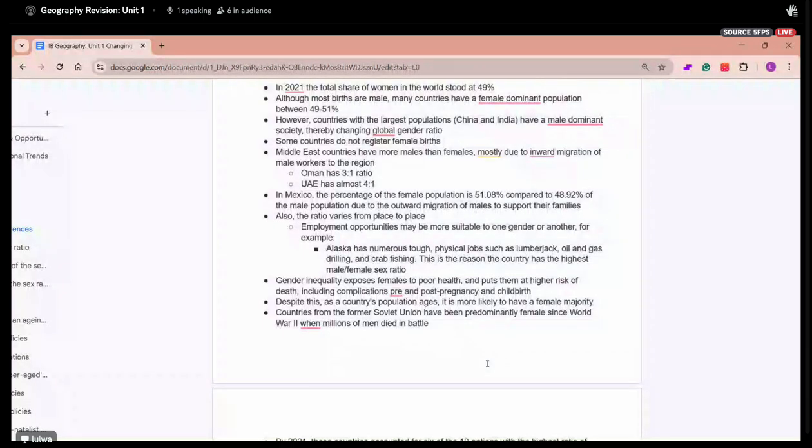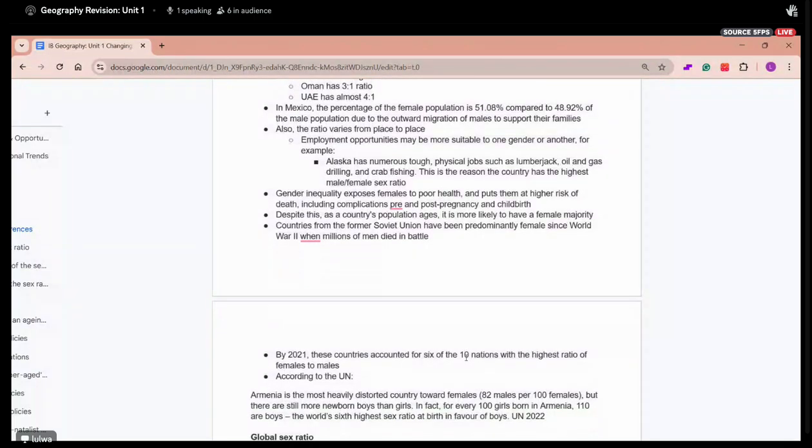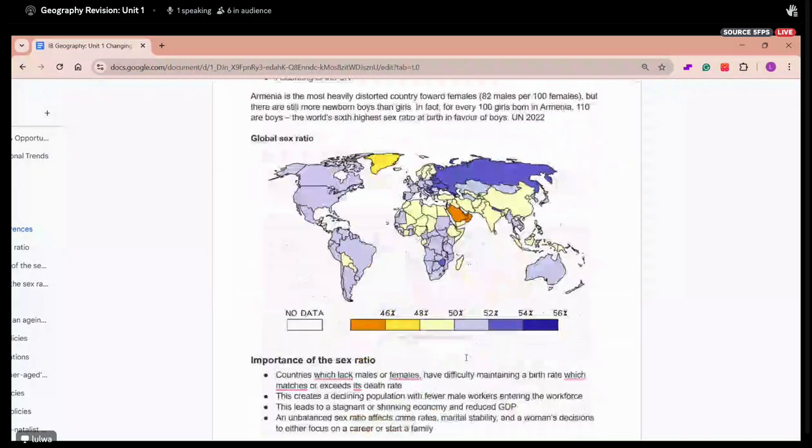And gender inequality exposes women to poor health, puts them at higher risk of death, including complications pre and post pregnancy and childbirth. Despite this, as a country's population ages, it is most likely to have a female majority. So, for example, countries from the former Soviet Union have been predominantly female since World War II, when millions of men died in battle.